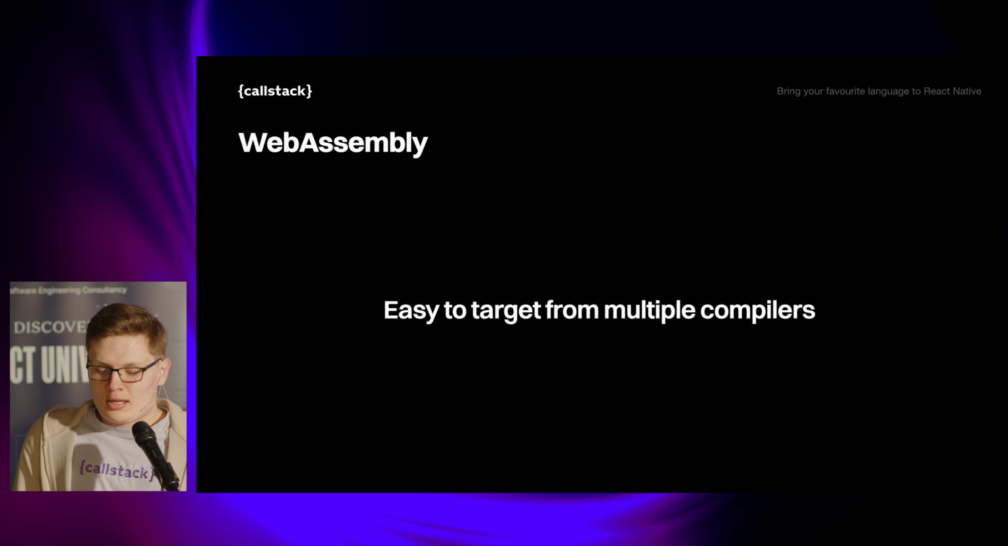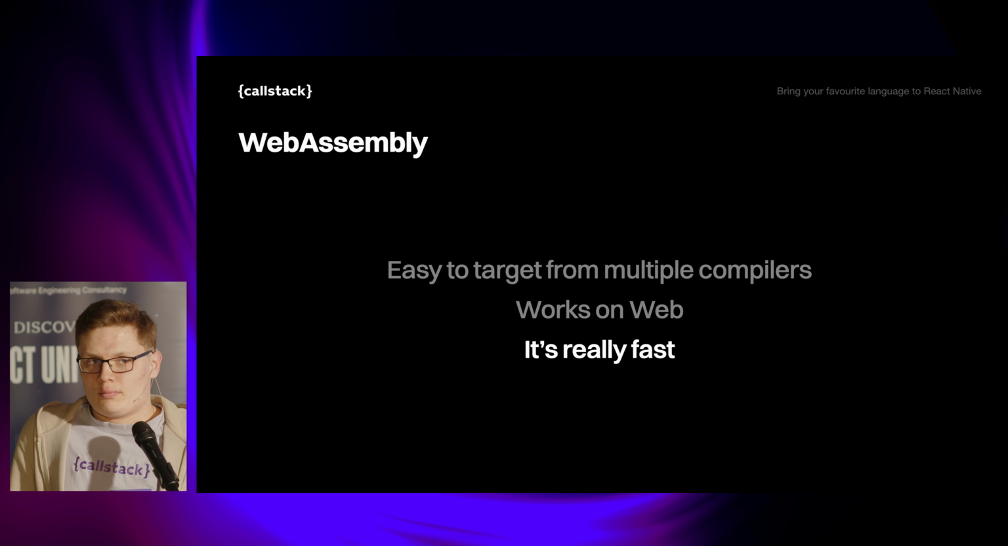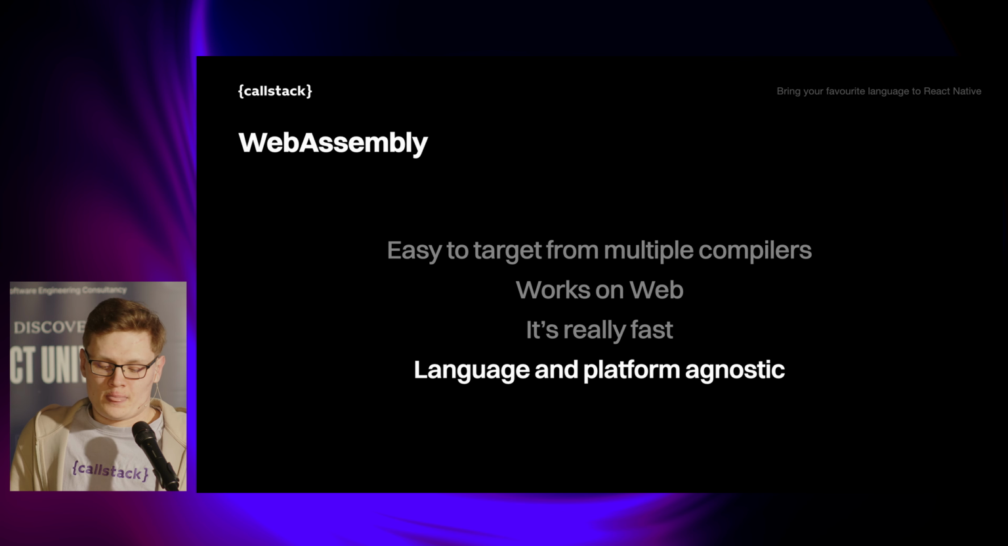So the benefits here are that it's easy to target from multiple compilers. Many of the compilers already support WebAssembly, and there is no need to tailor the build systems. It all works out of the box. It works on the web. So imagine creating a TurboModule that also works on the web. So you don't need to worry about having the same code written once for web and a second time for React Native. It's really fast. Essentially, it's just a very low-level bytecode, so it's very, very fast, and it's still getting faster every release, every standard, actually. It's language and platform agnostic, so we can only focus on the logic, and any low-level aspect like platform or CPU architecture is abstracted away. It's meant to be run in browsers, so we just focus on the code here.